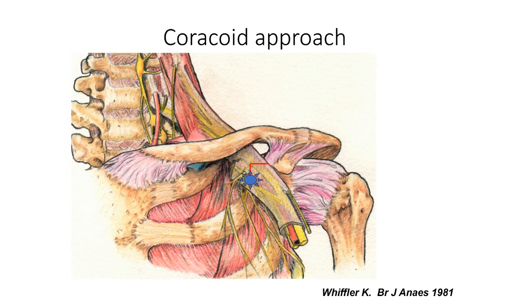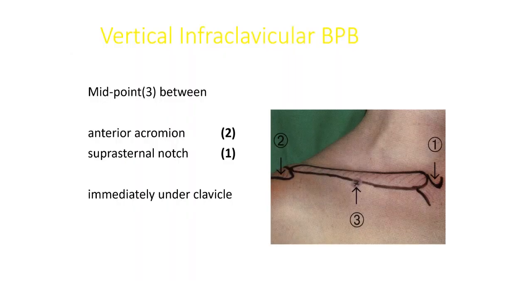This is a vertical infraclavicular approach to the brachial plexus block. Point 1 is suprasternal notch. Point 2 is the anterior acromion, and point 3 is the midpoint between point 1 and 2, and the needle is inserted vertically downwards immediately underneath the clavicle.